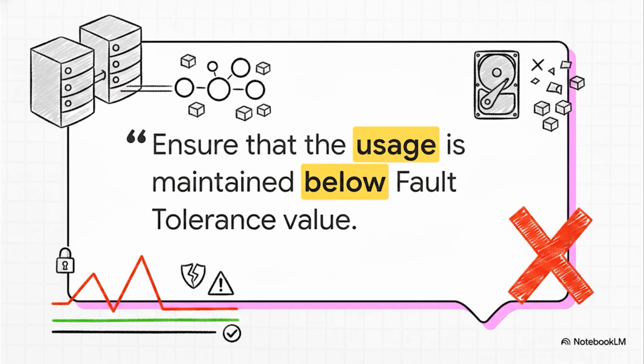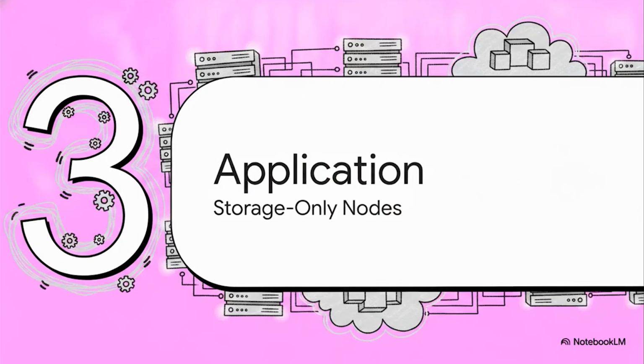Your system distributes data, specifically extent groups, across all nodes to optimize your read and write performance. But if your actual usage creeps up above that reserved fault tolerance value, a simultaneous failure means you literally cannot rebuild your data. You'd be operating totally without a safety net, just one random drive failure away from permanent data loss. That brings us to Section 3, Application Storage-Only Node Resiliency.